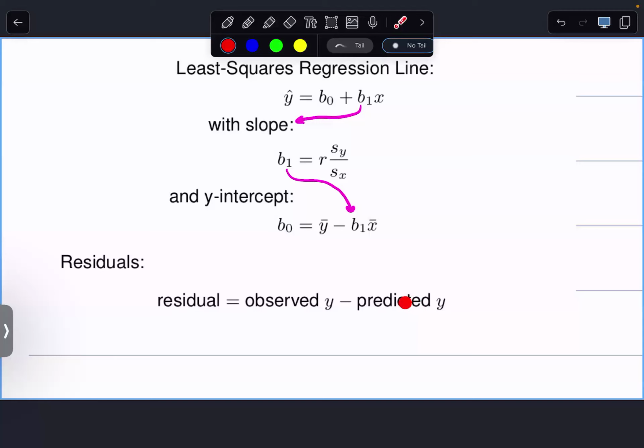And then we talked about the residuals. I'm not going to test you on the residuals on the final exam, but there is an assignment question that kind of talks you through residuals, makes you find residuals and that kind of thing.